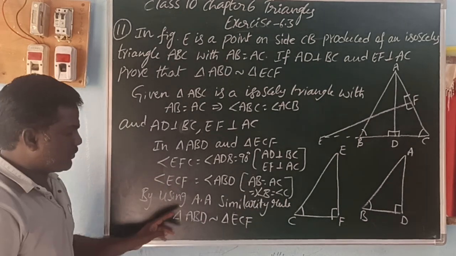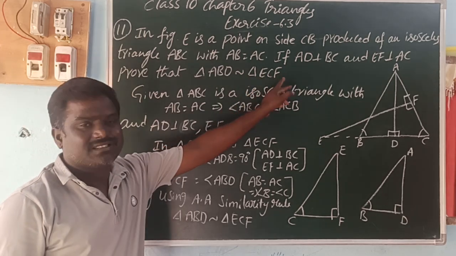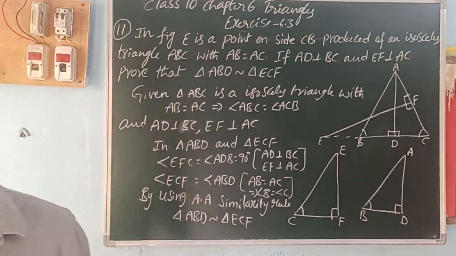So therefore, hence proved. What is being asked here? Prove that triangle ABD is similar to triangle ECF. How can we prove it? By using the angle similarity rule.